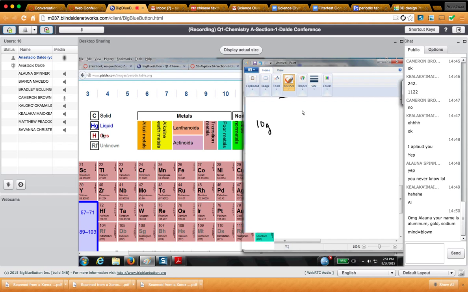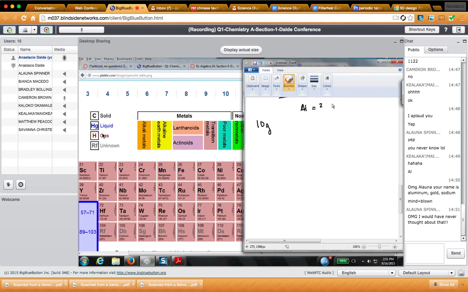So aluminum, the atomic mass unit is 26.98 grams per mole. And I'll be honest with you, I could probably just write down 30 grams per mole.